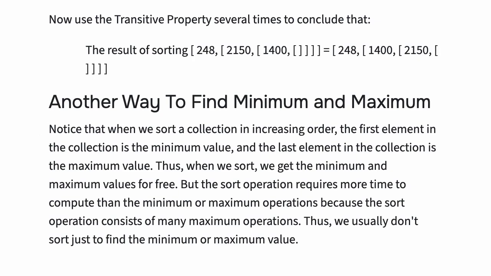Notice that when we sort a collection in increasing order, the first element in the collection is the minimum value, and the last element in the collection is the maximum value. Thus, when we sort, we get the minimum and maximum values for free. But the sort operation requires more time to compute than the minimum or maximum operations, because the sort operation consists of many maximum operations. Thus, we usually don't sort just to find the minimum or maximum value.